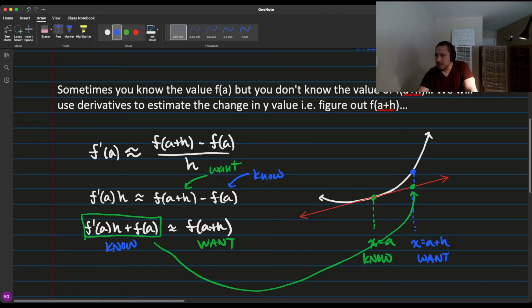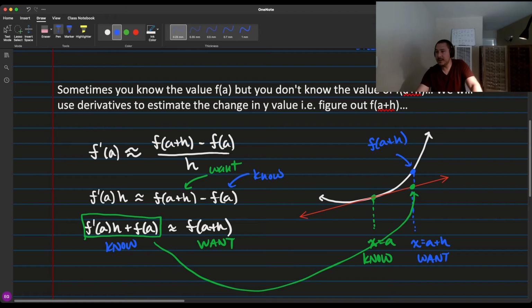So right here, this point in blue, that is f of a plus h, which you want. And instead what you're finding is this point on the tangent line. If you look at those two values, they're pretty close to each other, right? So this is called a tangent line approximation. You're using the derivative because the derivative is the slope of the tangent line. You're basically using that to estimate the value that you want.